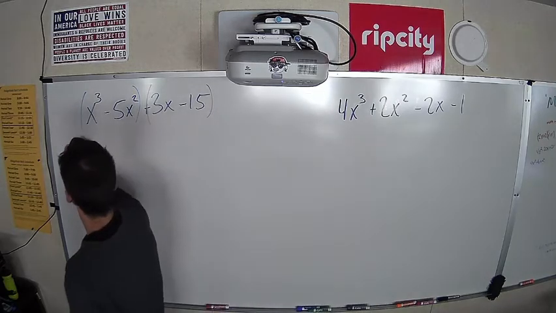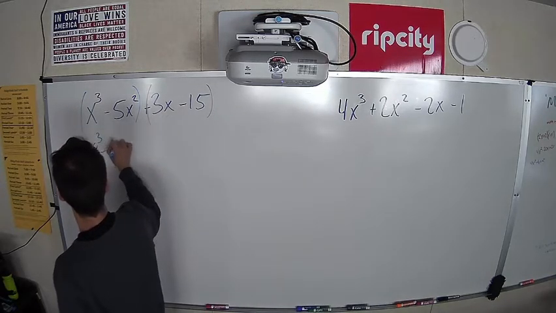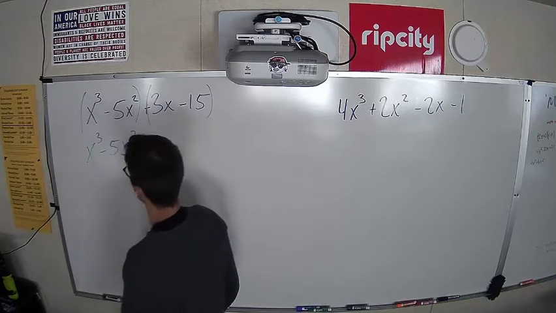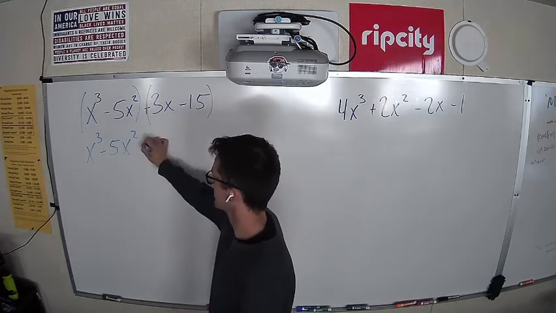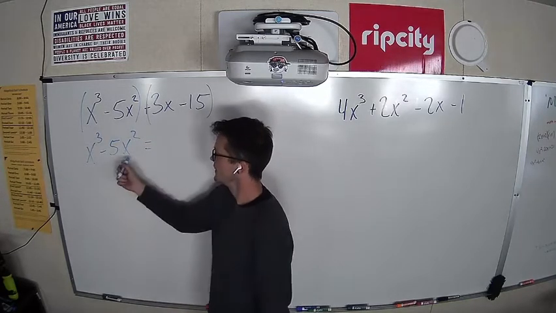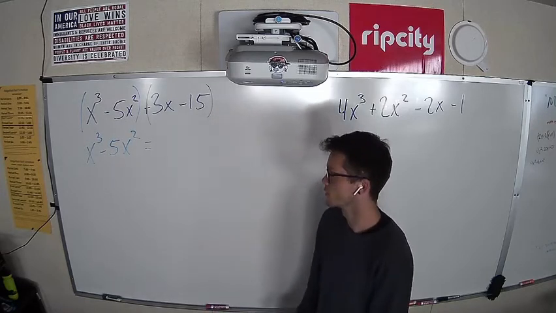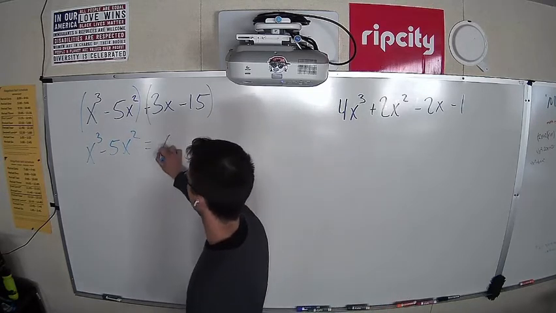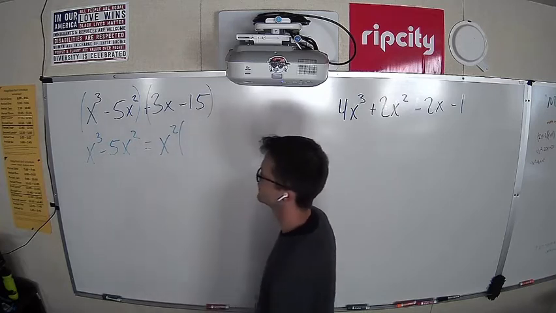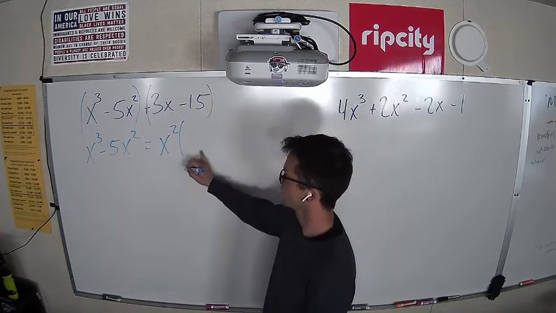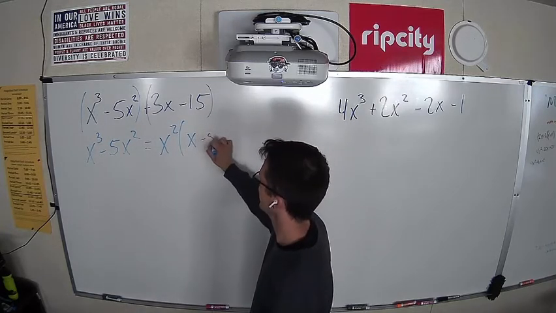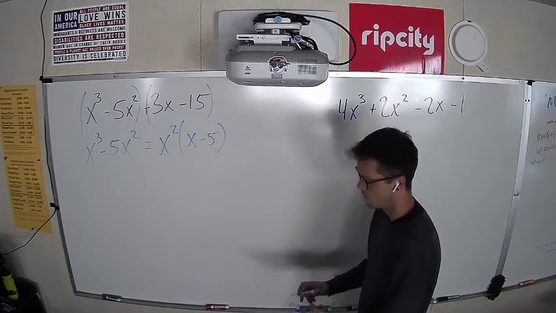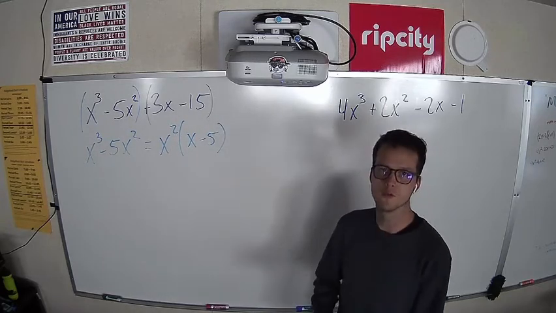So the first group is this x to the third minus 5x squared. I'm noticing that there's a greatest common factor here. They both have an x squared, both of those terms. So we're going to factor out that x squared. And when we do so, in parentheses, we're left with x minus 5. Okay, cool. We're going to put that on hold for just a minute.